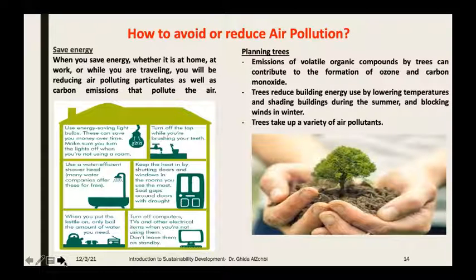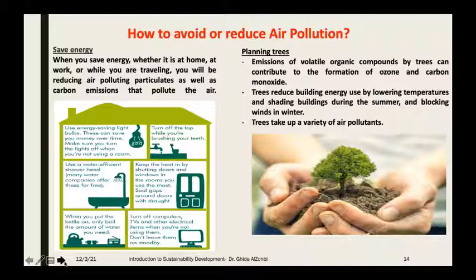The question now is how we can minimize, avoid, or reduce air pollution. There are many steps that we can take. The first one is saving energy. We need to save energy everywhere, in our work, at home, everywhere. How? For example, by turning off computers, TV, and other electrical items when you are not using them. We also need, for example, to boil only the amount of water in the kettle that we need.